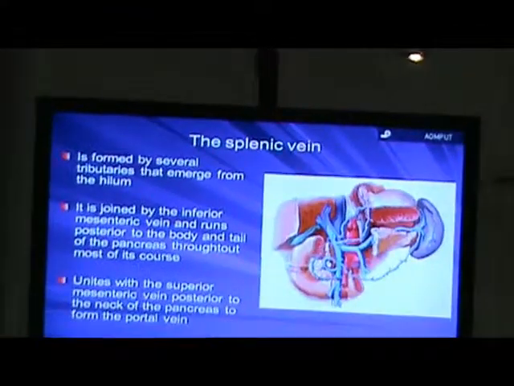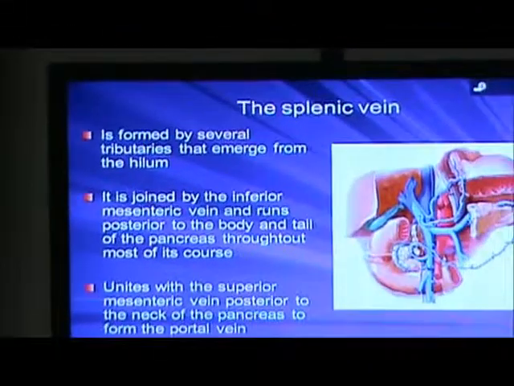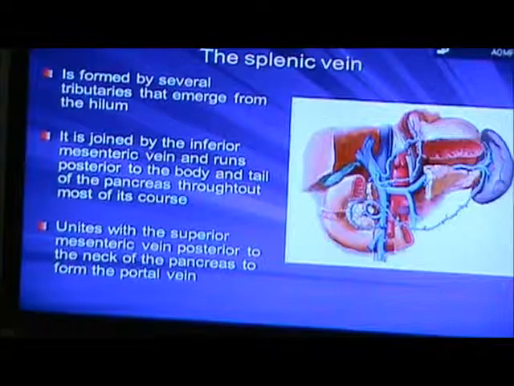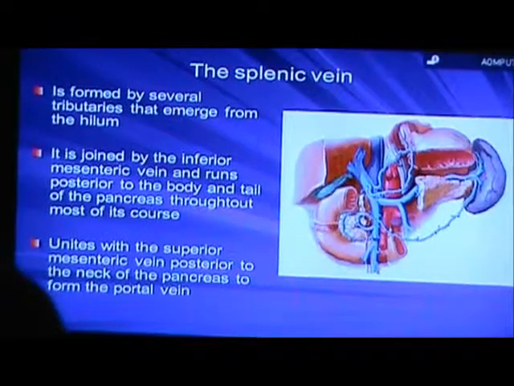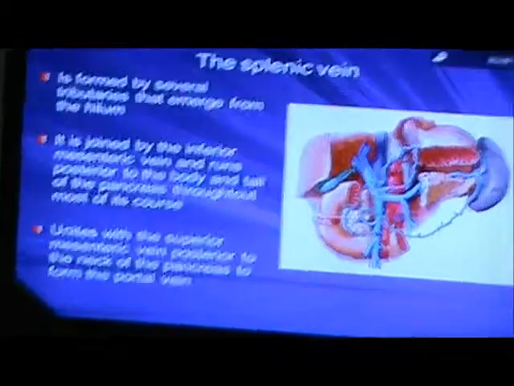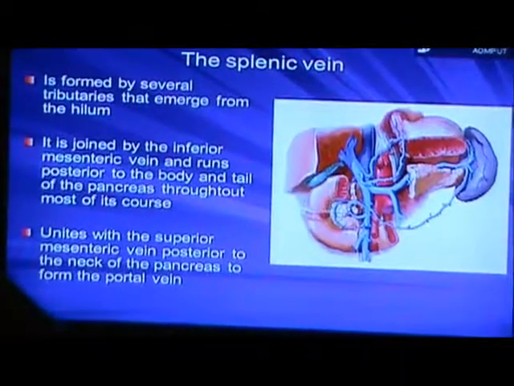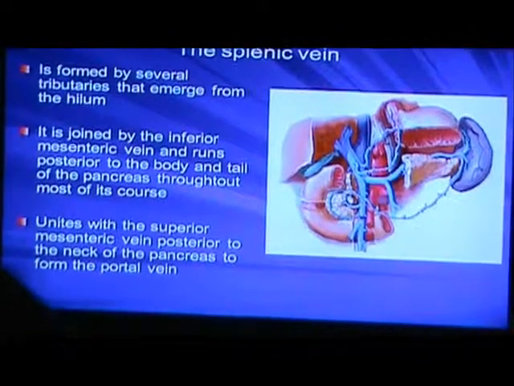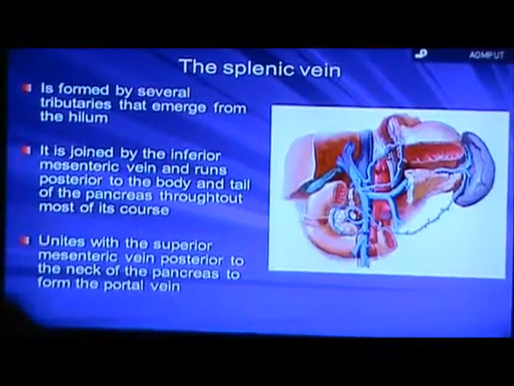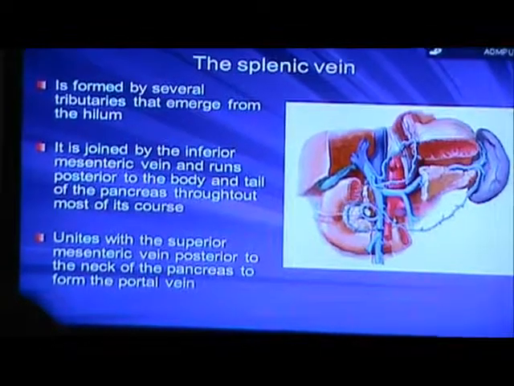The splenic vein is formed by several tributaries that emerge from the hilum. The splenic vein is joined by the inferior mesenteric vein, which collects blood from the transverse colon, descending colon, the sigmoid colon, and the superior part of the rectum. And next, this inferior mesenteric vein is joined to the splenic vein.